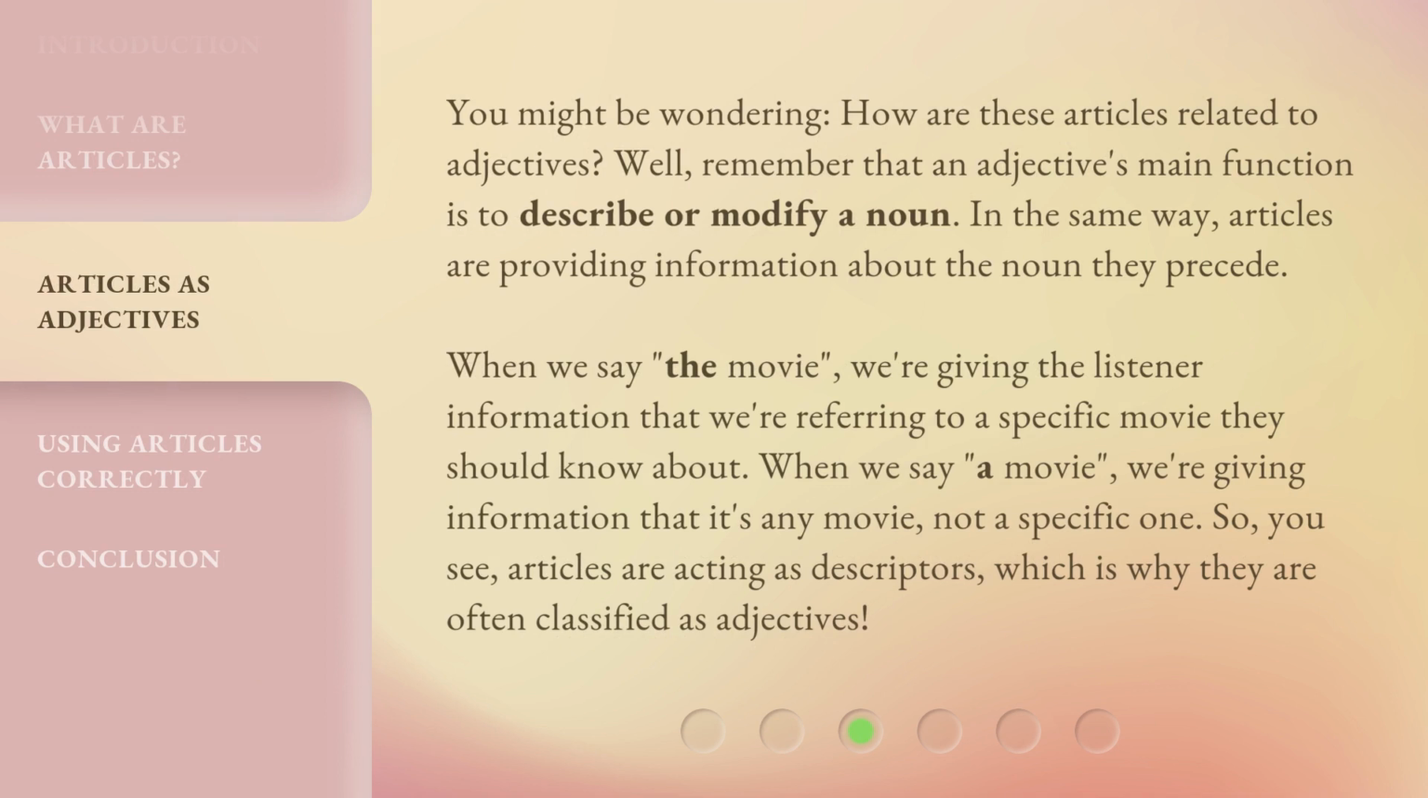You might be wondering, how are these articles related to adjectives? Well, remember that an adjective's main function is to describe or modify a noun. In the same way, articles are providing information about the noun they precede. When we say, "the movie," we're giving the listener information that we're referring to a specific movie they should know about. When we say, "a movie," we're giving information that it's any movie, not a specific one. So, you see, articles are acting as descriptors, which is why they are often classified as adjectives.